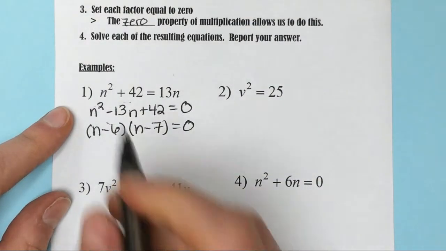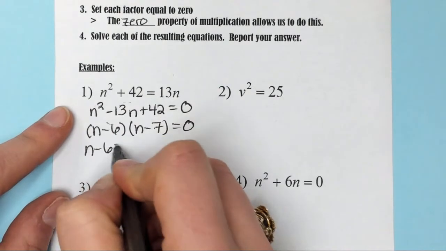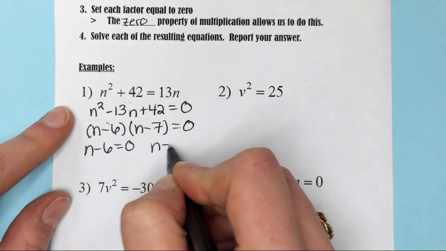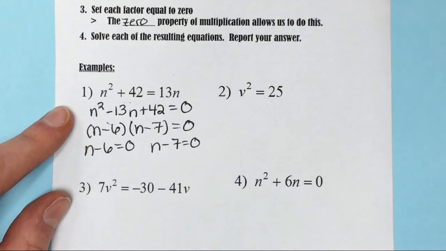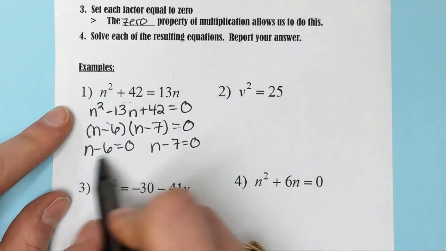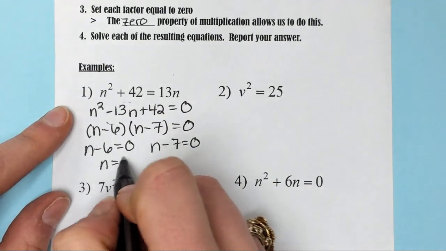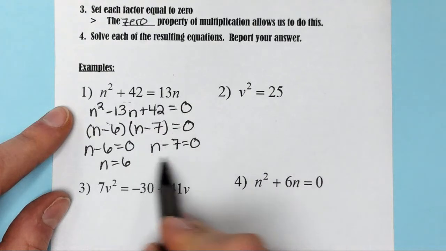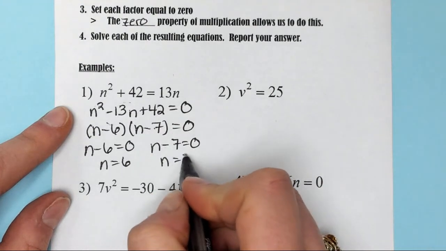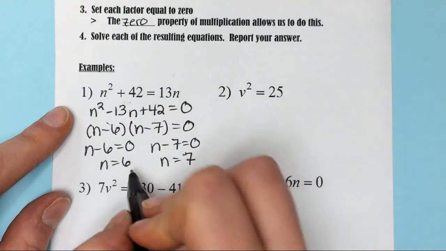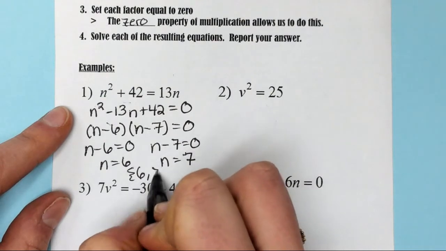And then I'm going to set each of those equal to 0. So n minus 6 equals 0, and n minus 7 equals 0. If I add 6 to both sides of this, I'm going to end up with n is equal to 6. And if I add 7 to both sides of this equation, I'm going to have n equals 7. So my two solutions are 6 and 7.